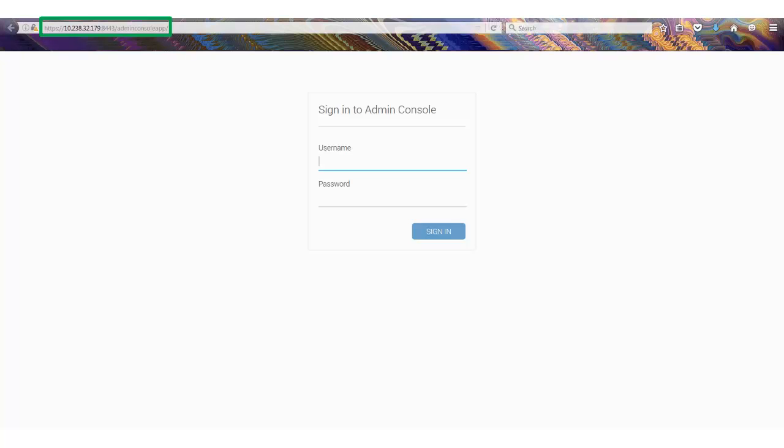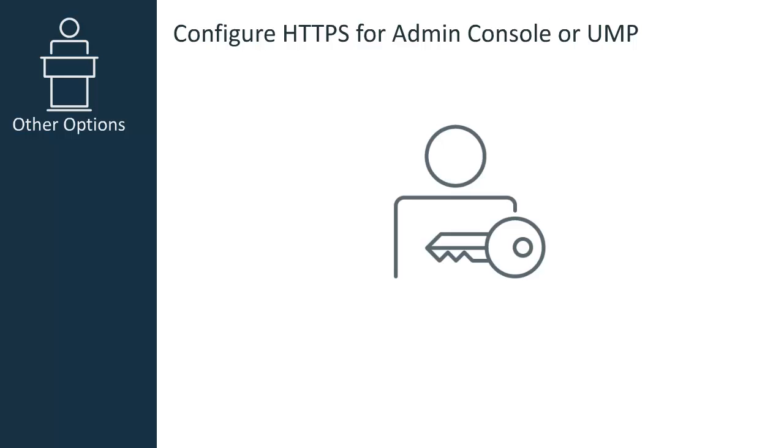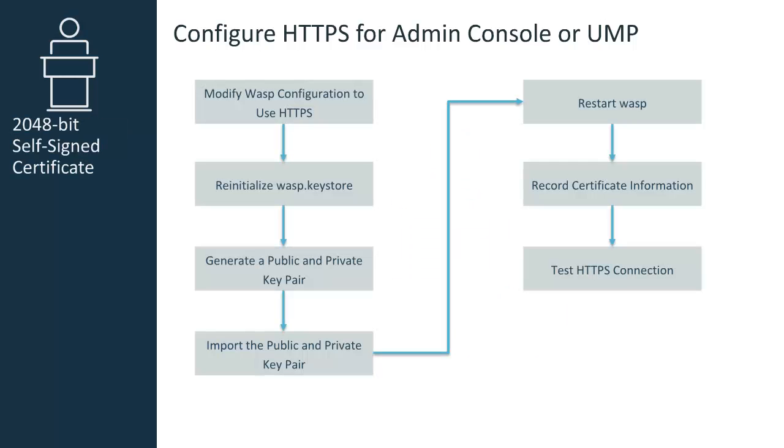Now at the beginning of this video, I mentioned that the simplest way to enable HTTPS is to use the 1024-bit self-signed certificate. There are a few more options that you can use that I will discuss briefly. For high security environments, it is recommended that you use at least 2048-bit encryption. You can generate a 2048-bit self-signed certificate to use with Admin Console or UMP. However, using longer RSA keys significantly affects the speed of encryption and decryption. It is a more complex process to enable SSL with a 2048-bit self-signed certificate.